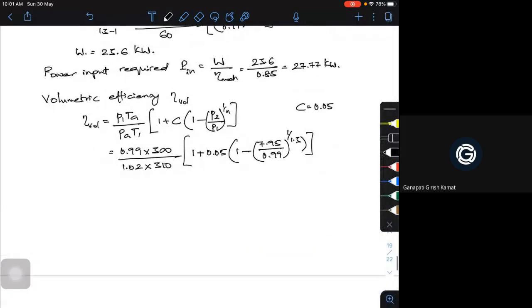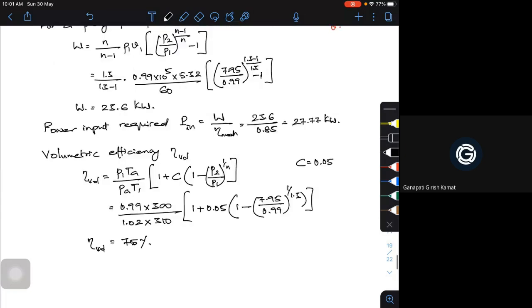Okay, so I'm getting around 75%. This is your volumetric efficiency. A part of your problem is done. Still we have to find the diameter and the stroke length. What is the stroke volume of this particular problem?